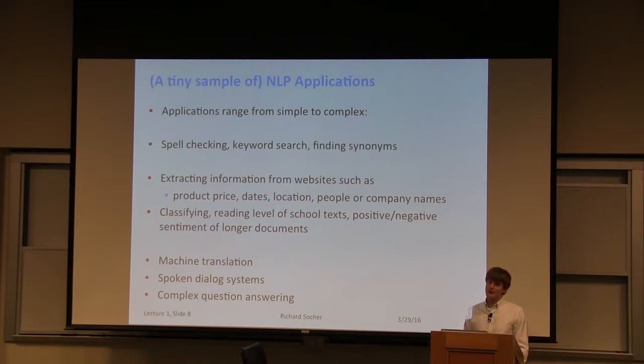Then still somewhat simple kinds of tasks are classifying longer documents, for instance, the reading level. Should this be a text that is suitable for fourth graders to use? Or understanding the sentiment of longer documents in case you want to predict movie revenue, for instance, after you see a bunch of movie reviews when the movie comes out. So those are still relatively easy and intermediate tasks. And then the really hard ones, which we'll also cover in this class, are machine translation, which really captures a lot of the complexity of language.